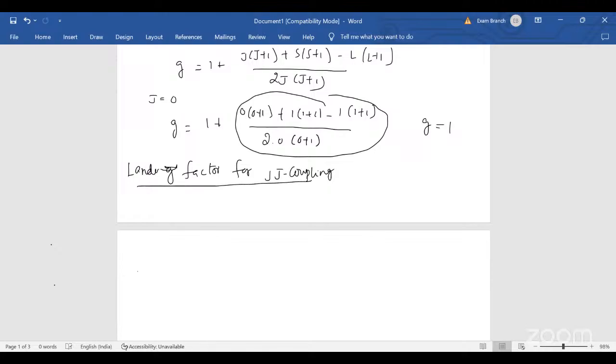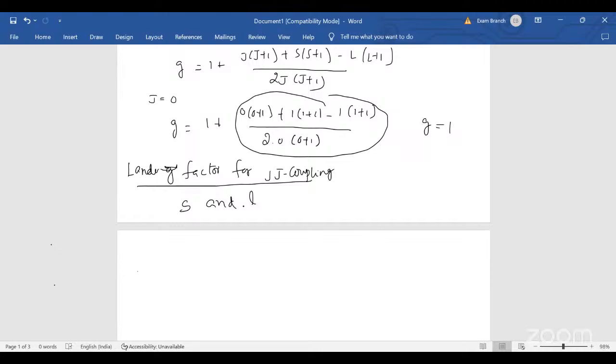In the JJ coupling, as given, the S and L of each electron are coupled together and quantized to form their own resultant J. That means S and L of each individual electron are coupled to form their resultant J.